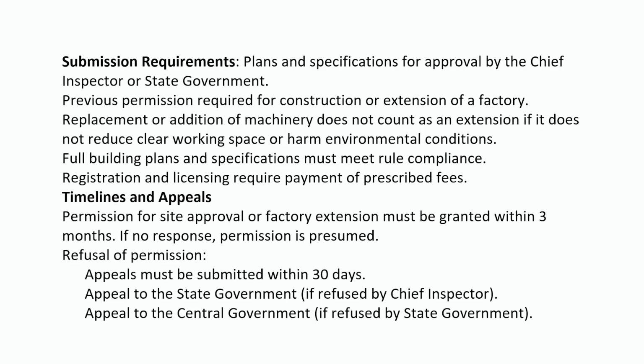Registration and licensing require payment of the prescribed fees, which has to be given by the occupier, or we can say the employer, and there is a provision for appeals. Permission for the site approval or the factory extension must be granted within 3 months. Sometimes if we don't get any response, the permission is presumed. But if a refusal has been given for the permission, then they can appeal within 30 days to the state government. If the license has been refused by the chief inspector, they can appeal to the central government if refused by the state government.